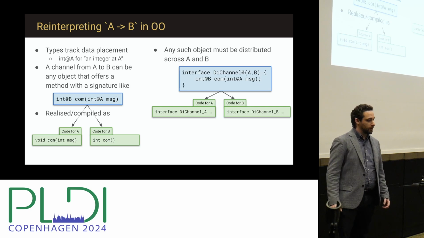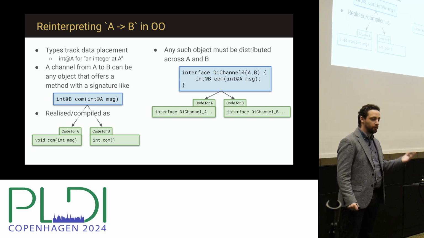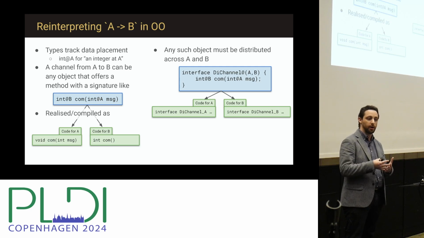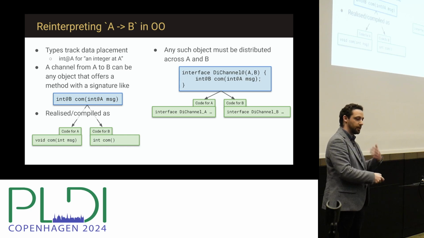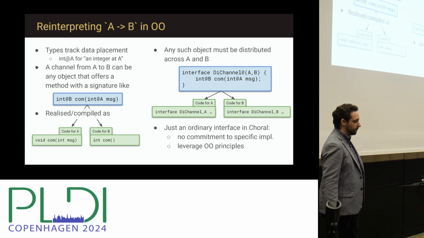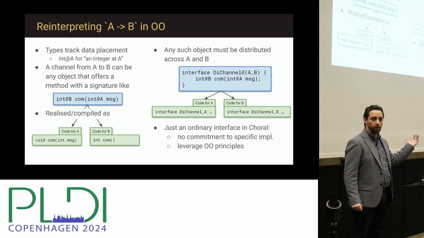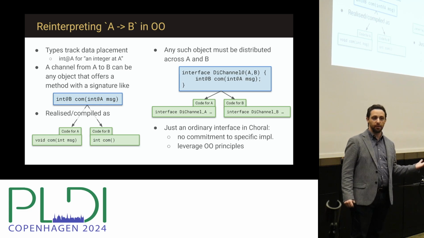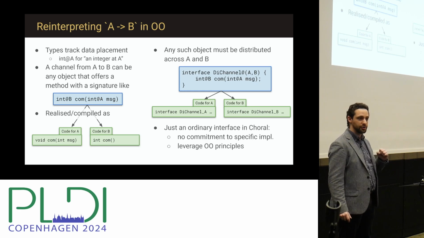Now, this means that this kind of method needs to be offered by an object or a type that is distributed across two roles, A and B, but they are combined in a single artifact. Then when we compile it, we will get, again, a definition for the sender, a definition for the receiver. But what is important for us is this is just an ordinary interface in Choral. It's not a primitive, there's nothing special about it. And this means we don't need to commit on any specific implementation.